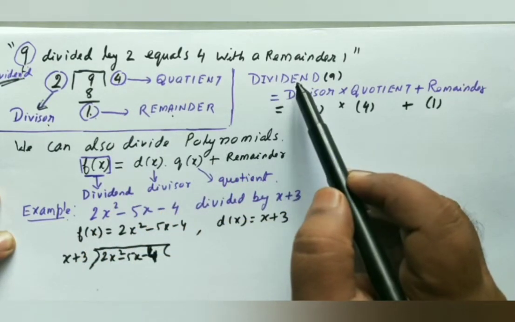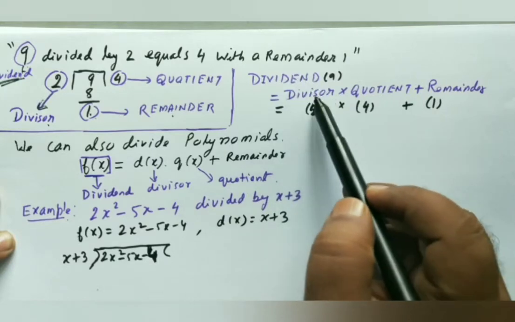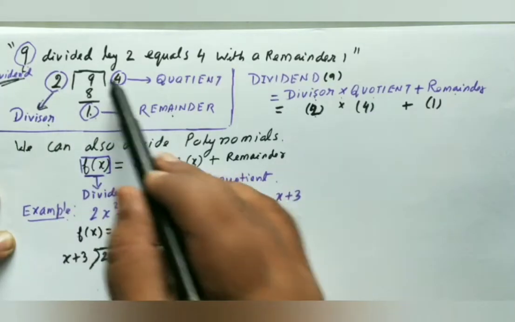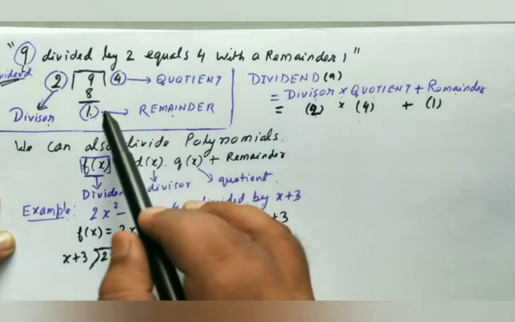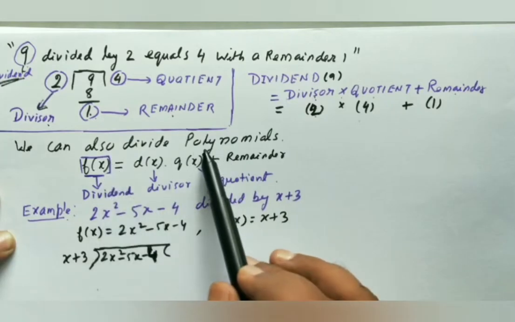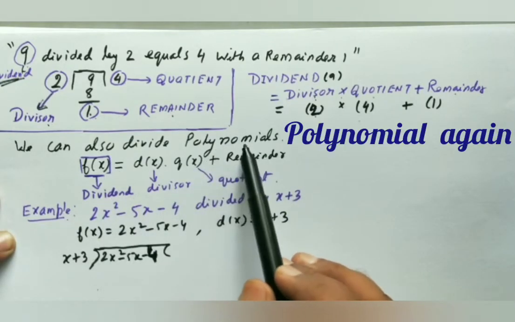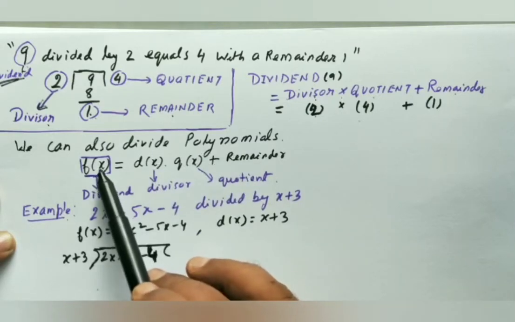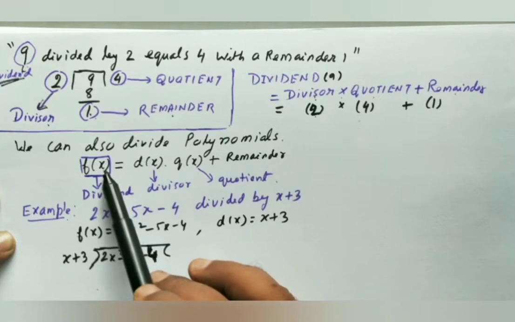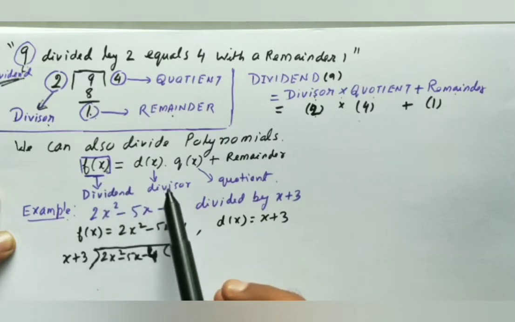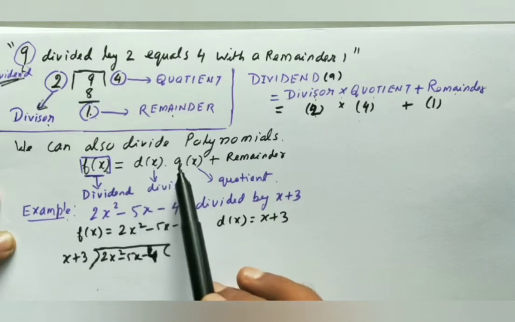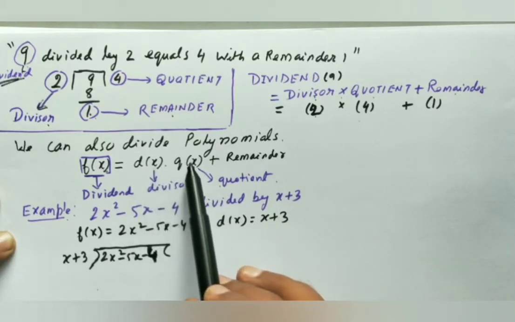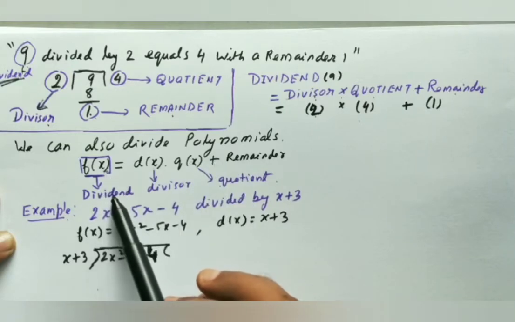So you have been studying this in our classes also. Dividend is divisor into quotient plus remainder. Divisor is 2, quotient is 4 and remainder is 1. Now we can apply the same thing with polynomials also. I suppose you know what polynomials are? Yes, I have given the assignment. So f(x) is a polynomial, and if it is divided by d(x), the divisor, and the quotient is q(x), then divisor into quotient plus remainder is equal to the dividend.